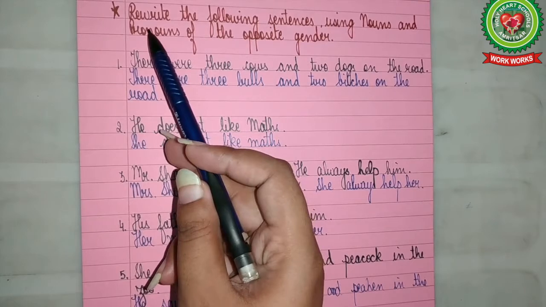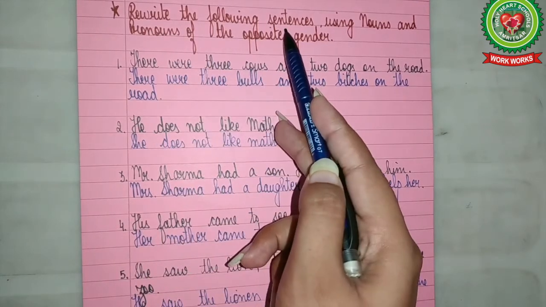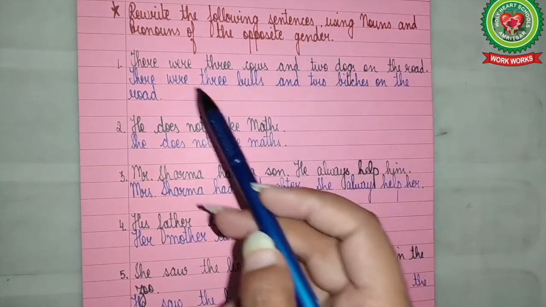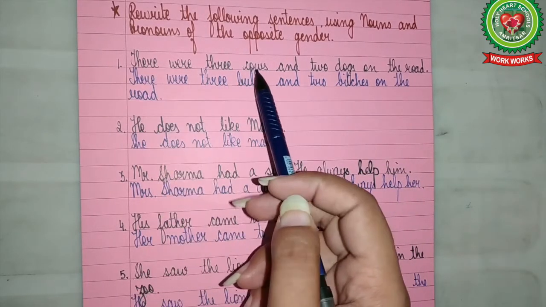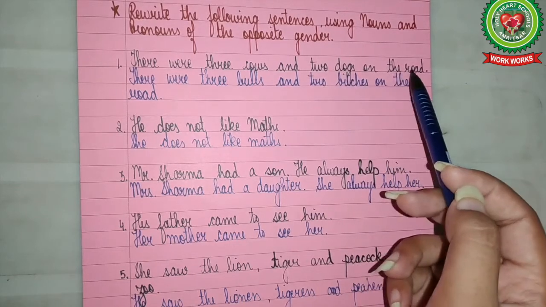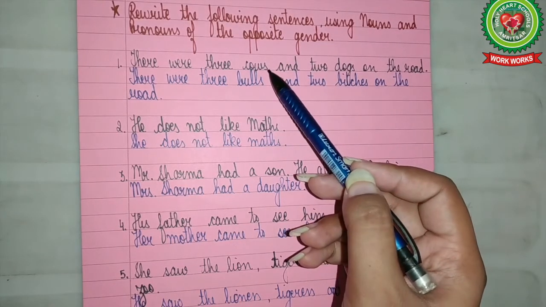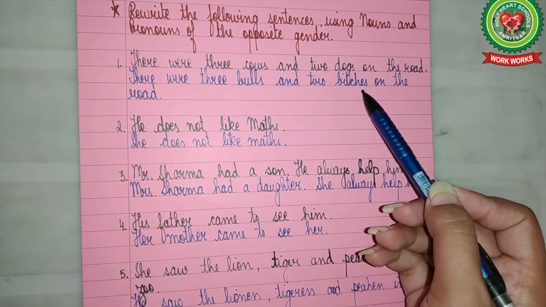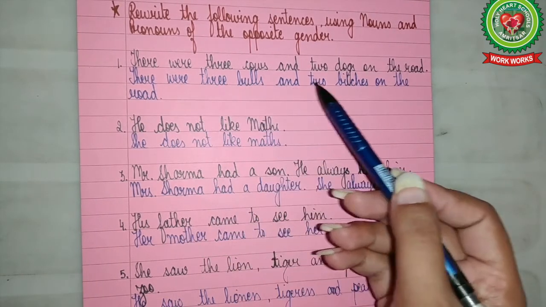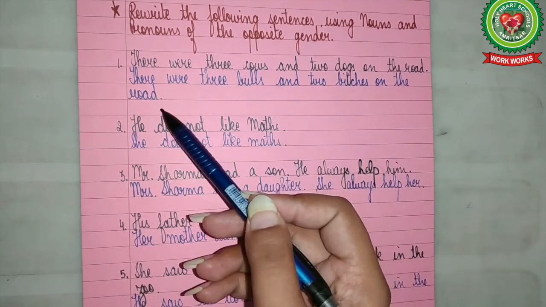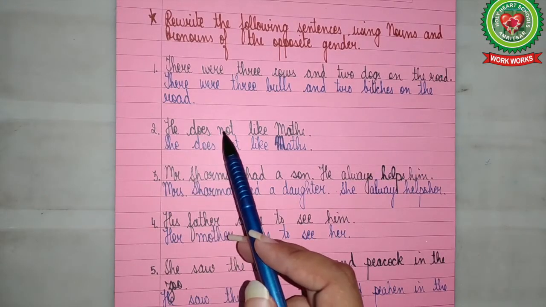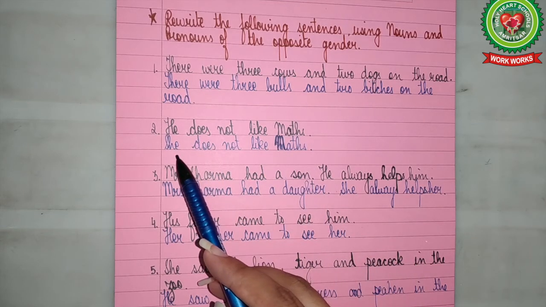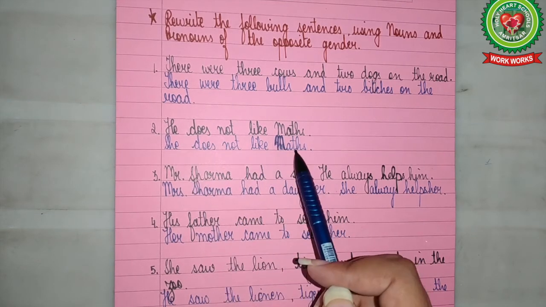Now the next exercise is rewrite the following sentences using nouns and pronouns of the opposite gender. The first is, there were 3 cows and 2 dogs on the road. Cows changes to bulls and dogs changes to bitches. So the answer is, there were 3 bulls and 2 bitches on the road. Number 2 is, he does not like maths. He changes to she. So the answer is, she does not like maths.